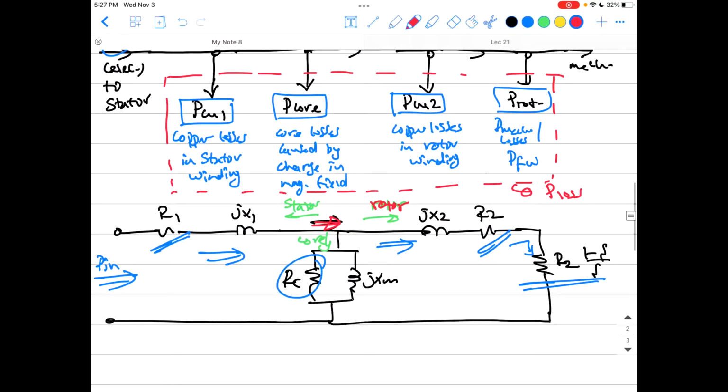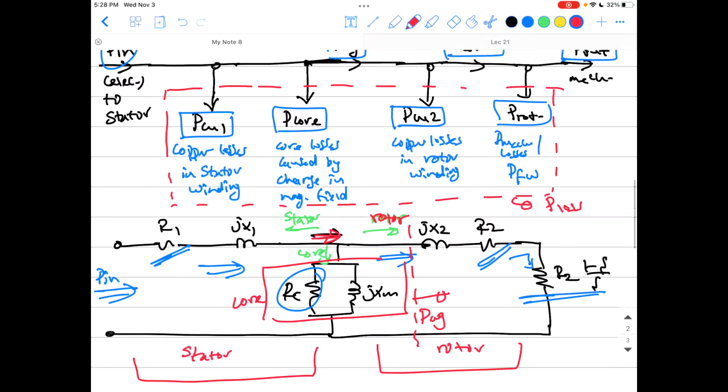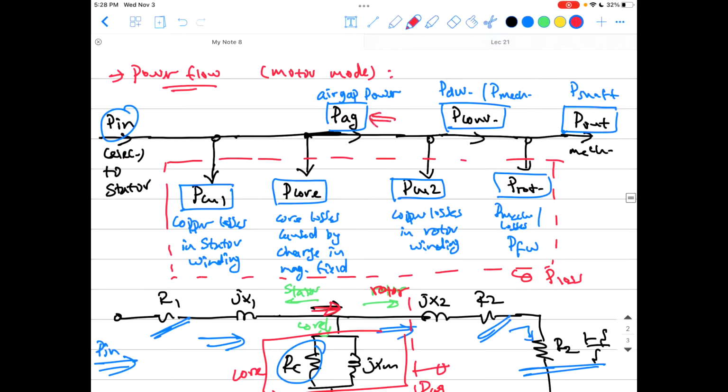And like we said, here is your stator side, and here is your rotor side, and this is the core. Okay, so the power going in this side, going to the rotor, we call this the air gap power. That is the power that's crossing the stator going to the rotor, and that's why we call it the air gap power. Okay guys, that is the power we're talking about here.